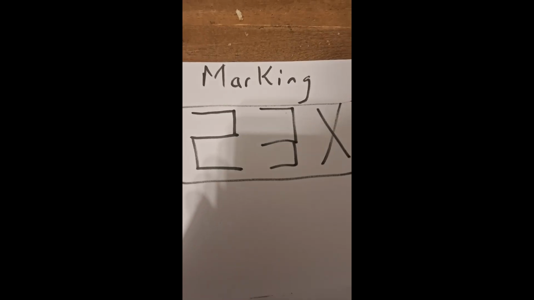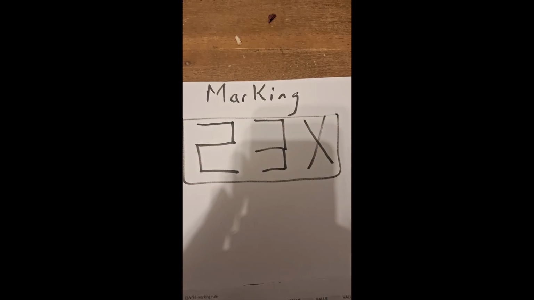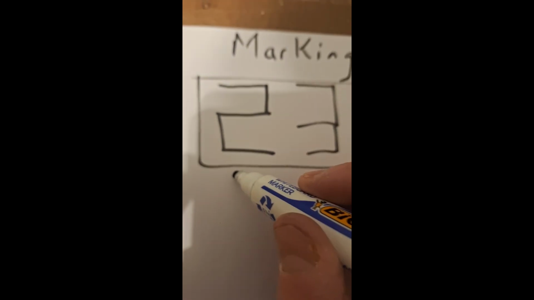Let's look at this SMD resistor, which has a marking of 23X. The marking looks a little confusing. There is a table to refer to called the EIA 96 marking rule table. Let's have a look.